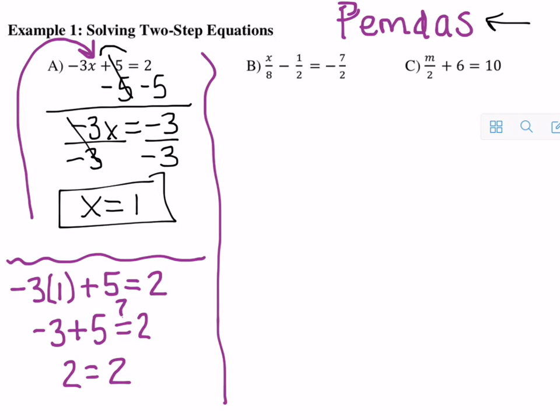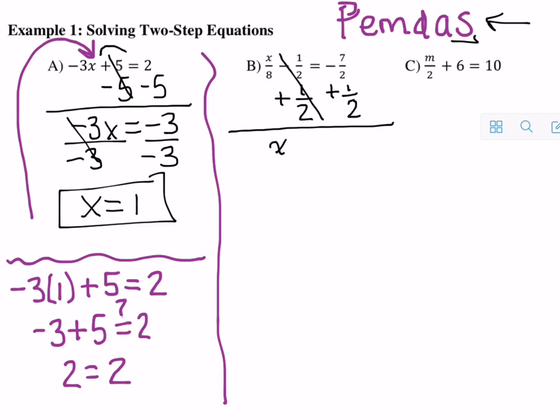Alright, let's look at part B. We have x divided by 8 minus 1/2 equals negative 7 over 2. So we're doing PEMDAS backwards. Do we have any subtraction? Hey, that's a minus 1/2. Let's add and do the inverse of 1/2 to each side. And we're doing it to each side because equations are equal. They are balanced from left-hand side to right-hand side.